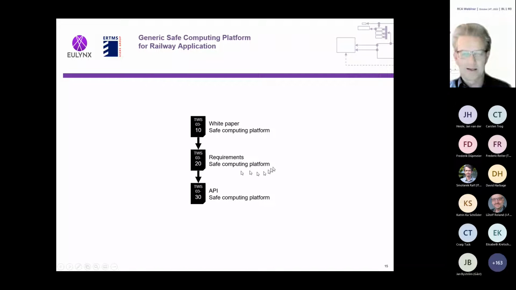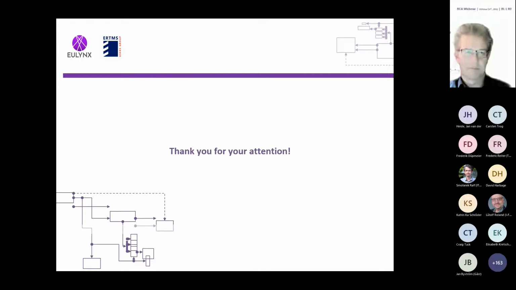Number 20, as the name tells, is listing a number of requirements, and most concretely, it is in the API document number 30, where the API between the platform and the application is specified, including an application example for those who want to know it very exact.